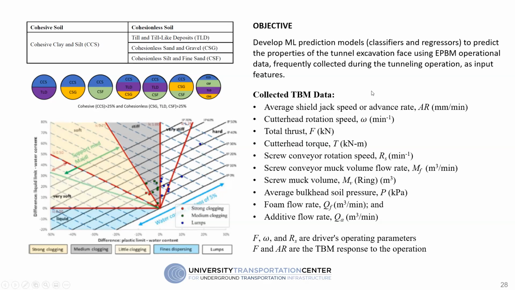So what we want to do is to predict the grain size distribution and the composition of the soil ahead using data from the TBM. There are 10 data, again, advance rate, thrust, torque, etc.